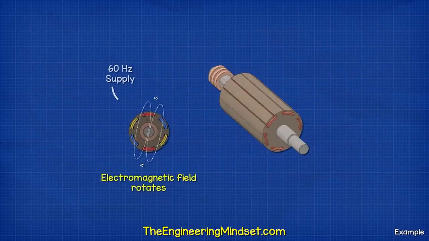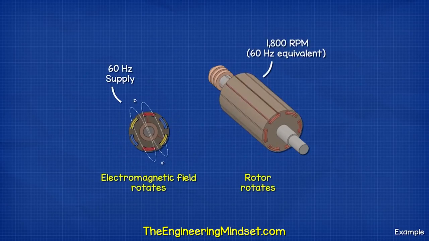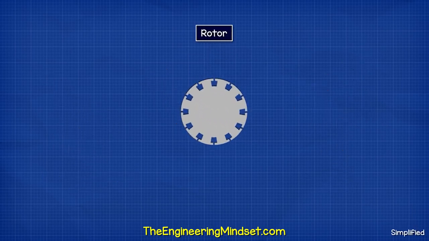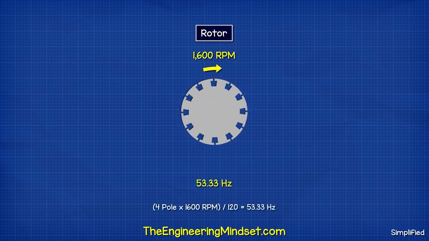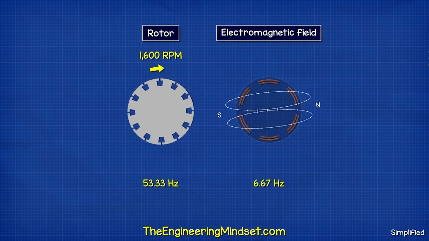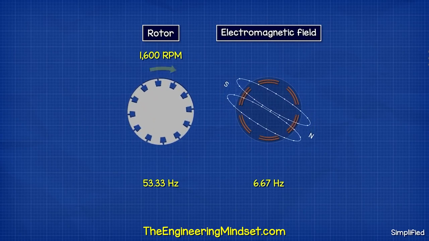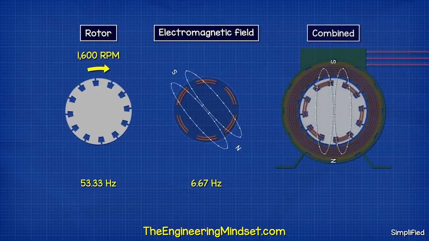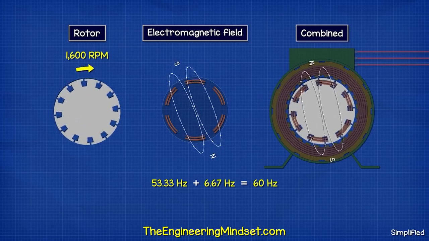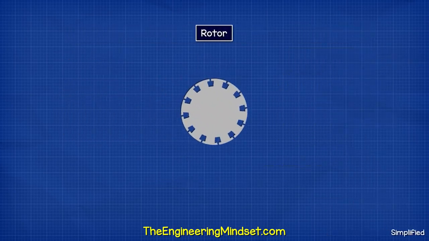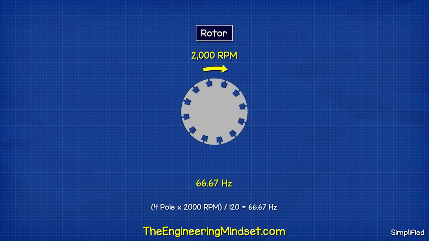The magnetic field is rotating, and that is attached to the shaft, which is also rotating, so these will combine. If the rotor speed drops to say 1,600 RPM, that's equivalent to 53.33 Hz. So we would need a 6.67 Hz frequency on the rotor coils to make up the difference and achieve the 60 Hz. The speeds will combine and that will produce an equivalent 60 Hz rotating magnetic field, which produces 60 Hz at the stator. If the speed of the shaft increases to maybe 2000 RPM, that's equivalent to 66.67 Hz.